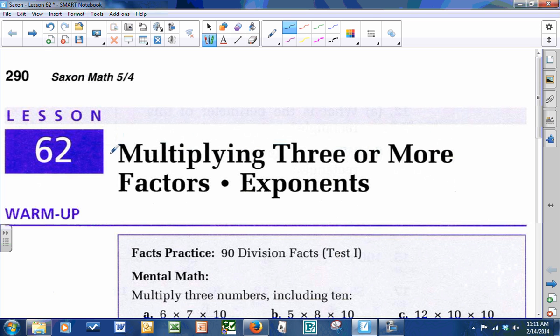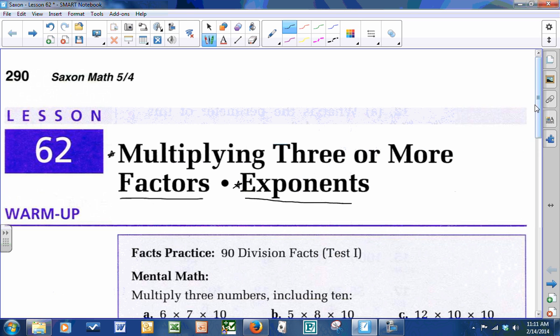Today in our lesson we have two learning targets that we're going to be focusing on. The first one is we're going to be multiplying three or more factors. If you remember, a factor is any number that you multiply to get the product or the answer. Our second learning target is going to be learning about exponents. That's a new word in our lesson that we have not learned before. So we're going to be learning what exponents are and how we can use them to solve math problems.